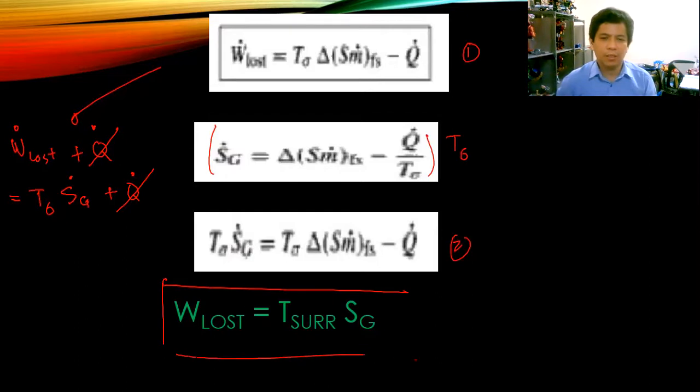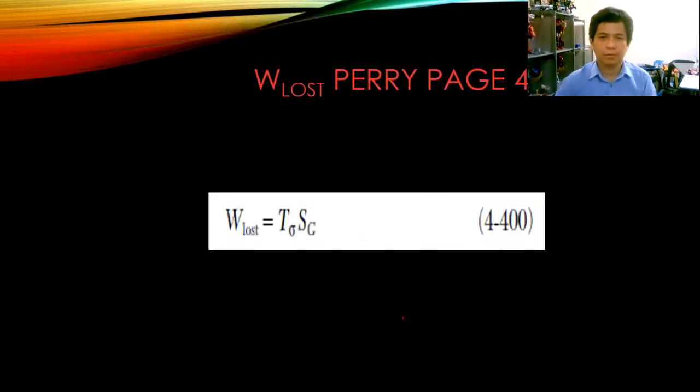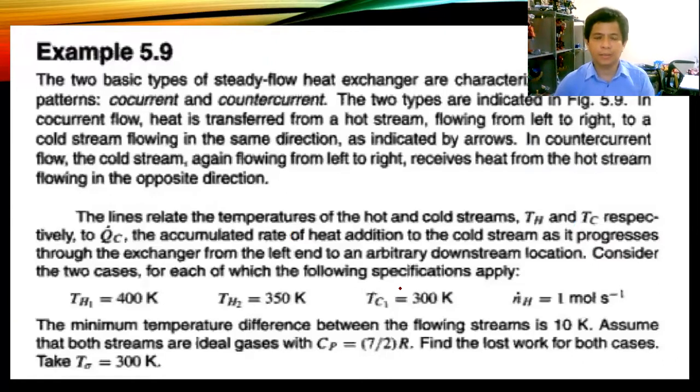So this equation right here is the one we're going to use to solve the problem. Basically, you just multiply the S generated with T surrounding to get W loss. Okay. If you ever forget the formula for W loss, you can browse chapter 4 of Perry. There you can find W loss on page 39. W loss is equal to T sigma times SG. This is T surrounding times S generated. Okay, so let's try to solve example 5.9.